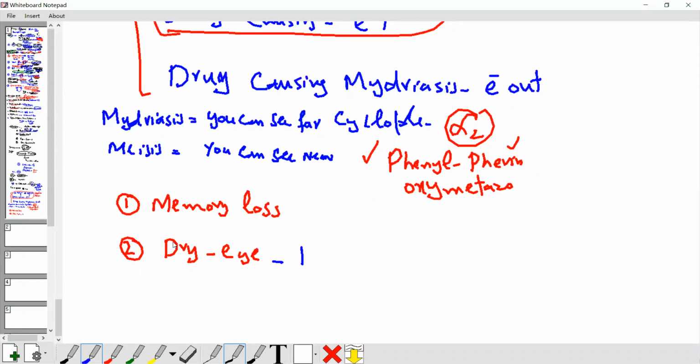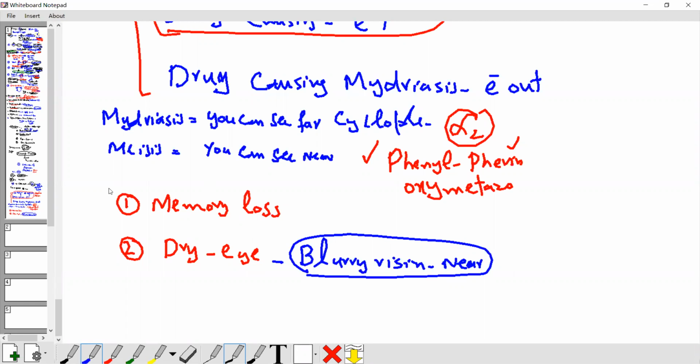For example, I put one drop of tropicamide in your eye. Can you read your book? No, it's very hard to read your book. Near vision blurry, okay? Blurred vision for near. Why? Because my eye is dilated, yeah? If dilated, then you can see far objects, but the problem is with near objects.